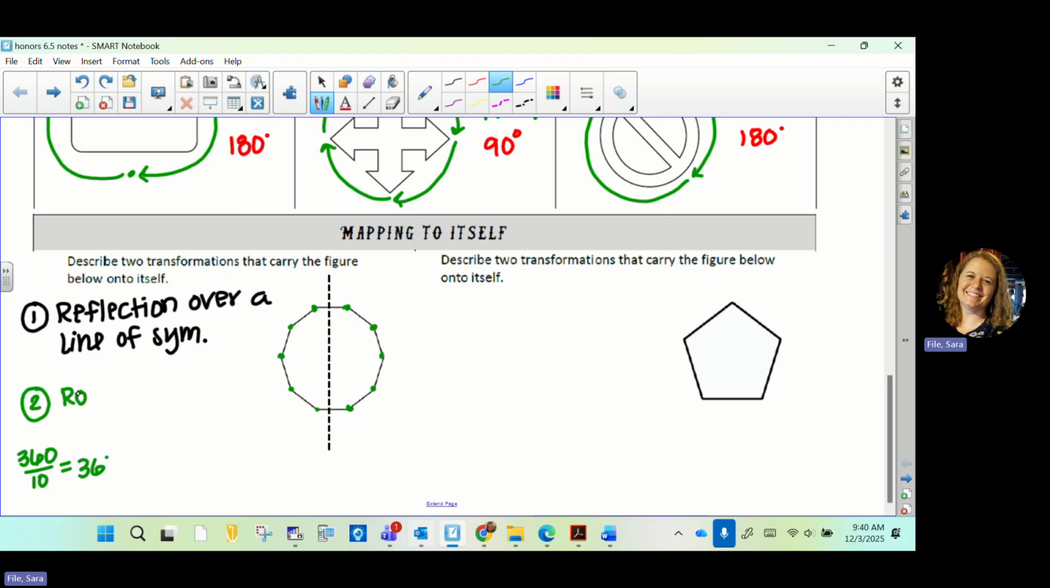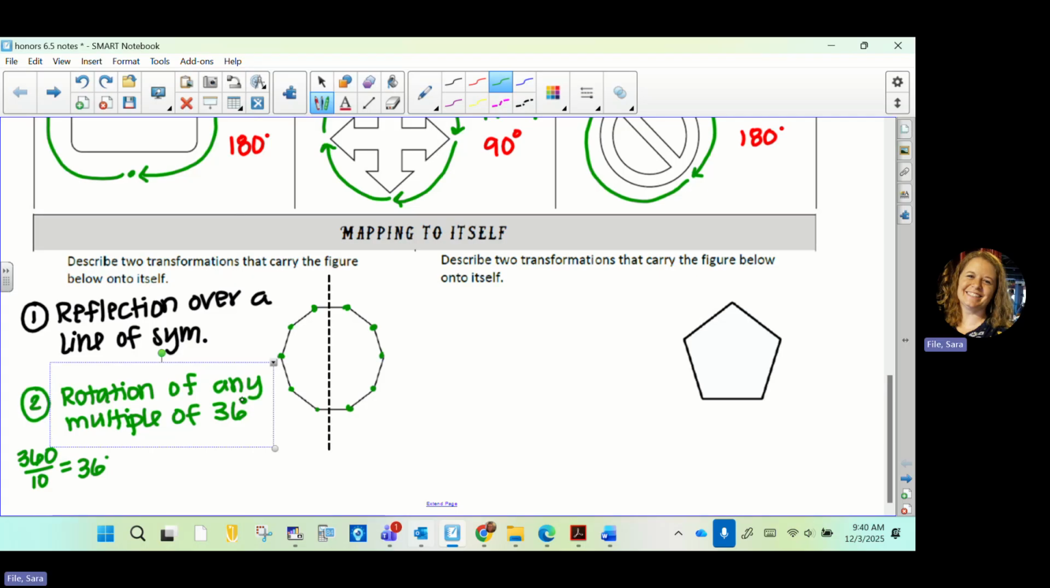So we'll say rotation of any multiple of 36 degrees. So I could go 36, I could go 72, I could go 360, I could go 180, lots of possibilities. Yeah. Can't you do 18?